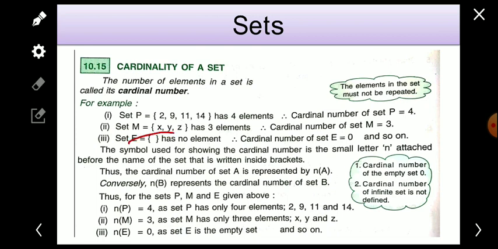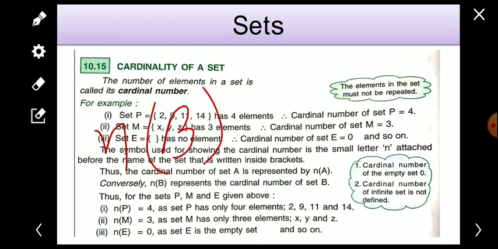Set E is equal to curly brackets and nothing is there. It means it has no element. So this is the empty set or null set. So it has no element. It means the cardinal number of this set E is 0. Like this we can find the cardinal number of a given set by counting the number of elements of the given set.